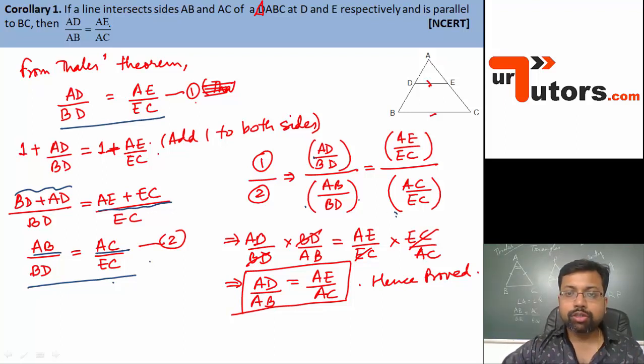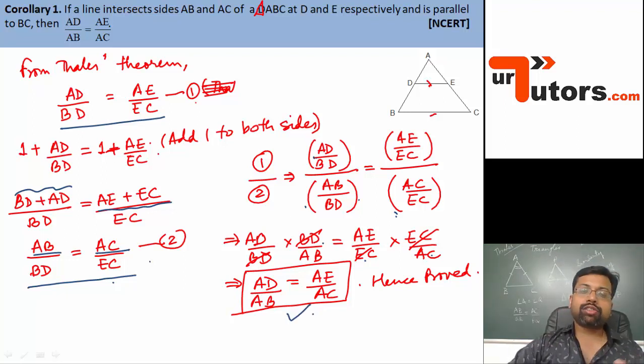So take the division. Now you have AD on the left hand side, you have AD by BD divided by AB by BD, which becomes BD by AB. You take the reciprocal, you convert the division into a multiplication sign. Same happens on the right hand side. The BD gets cancelled out on the left hand side and the EC gets cancelled out on the right hand side. And you are left with AD by AB is equal to AE by EC, which is what we had to prove.